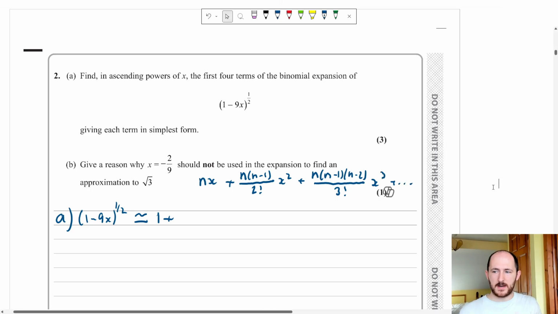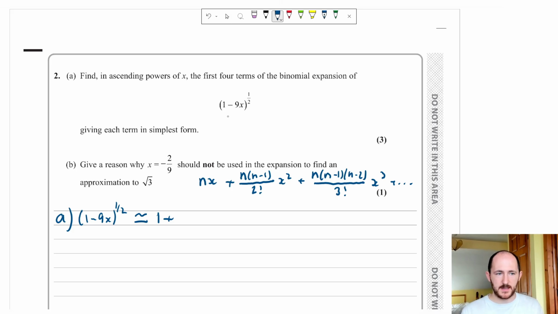And the reason why it goes on forever is because, again, we never reach 0 with the power. But if you look at it, because we're squaring it, cubing it, and so on, the value of x is getting smaller and smaller and smaller. So that's also a very important thing to consider. So nx is going to be a half times minus 9x.